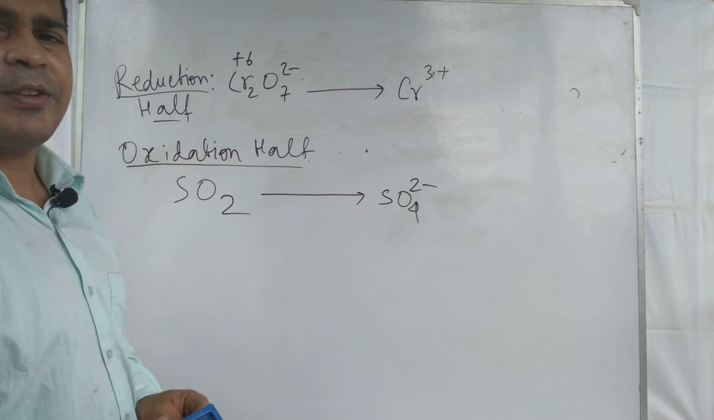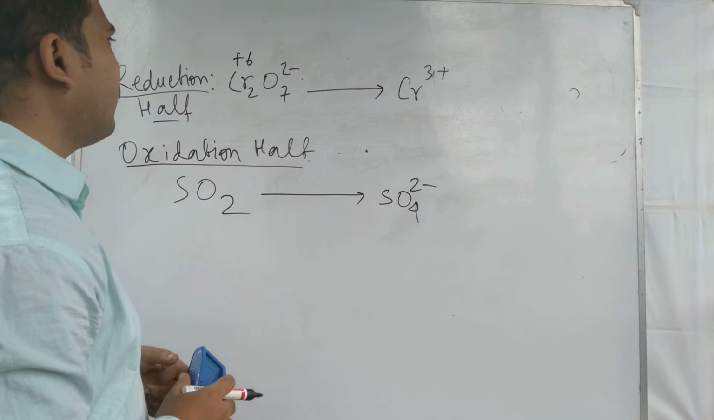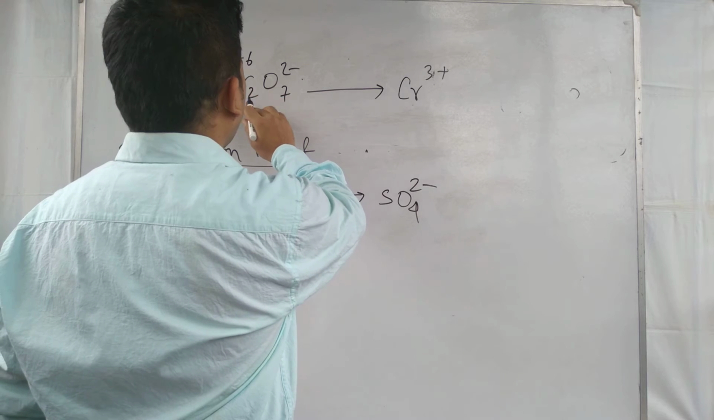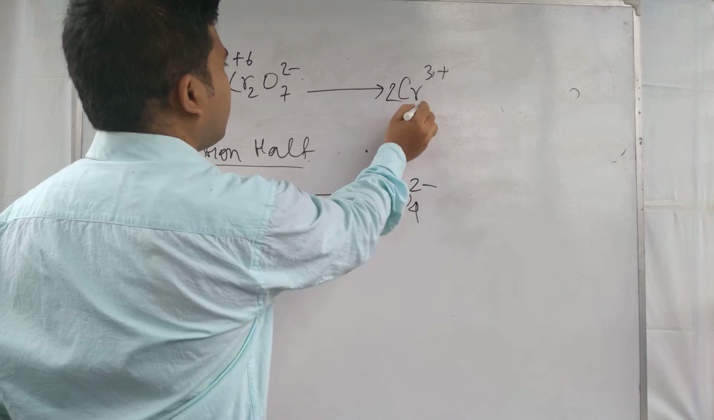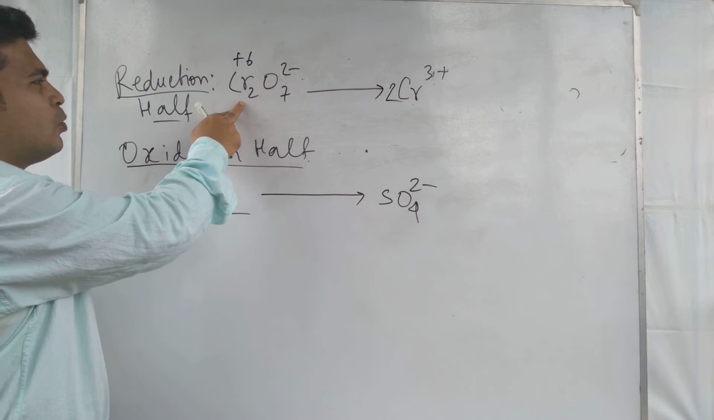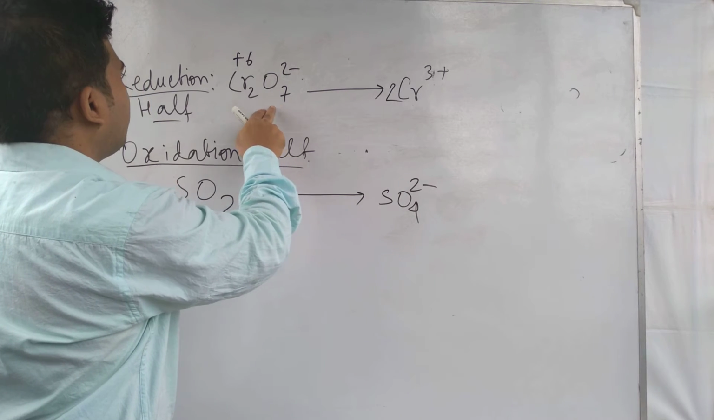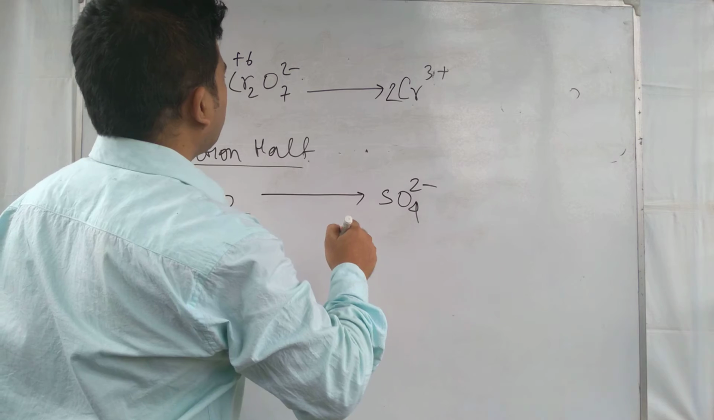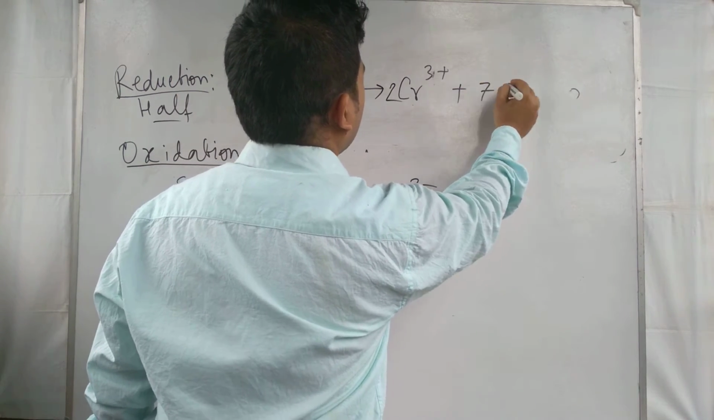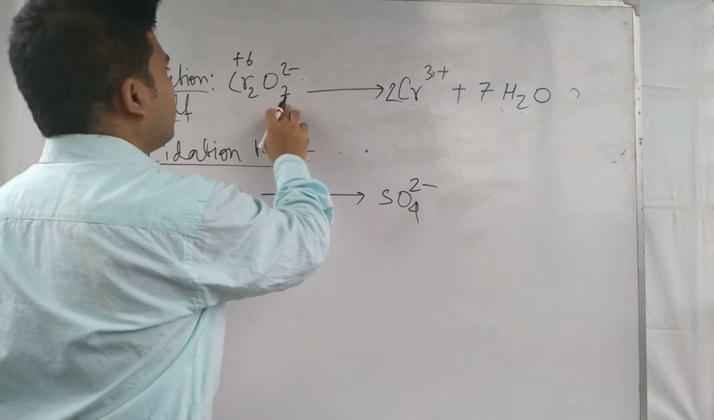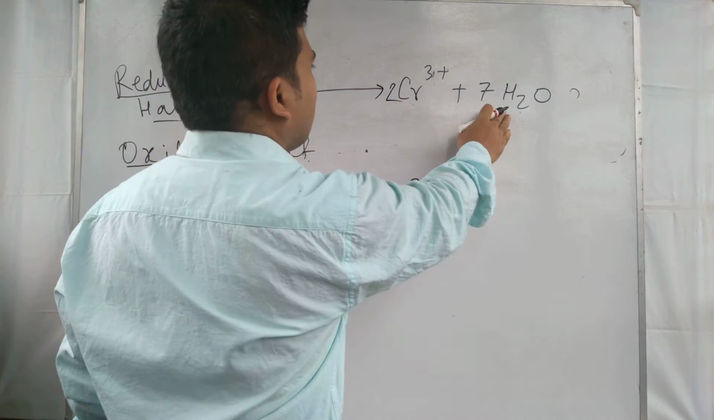Right now our next step is to balance the atoms of the oxidation half and reduction half. We see that chromium is present as 2 atoms on the left-hand side, so we make it 2. Now look at the number of oxygen atoms. The number of oxygen atoms is 7, but on the other side no oxygen atoms are present, so we have to add 7 water molecules to balance the 7 oxygen atoms. So we add 7 H2O here.